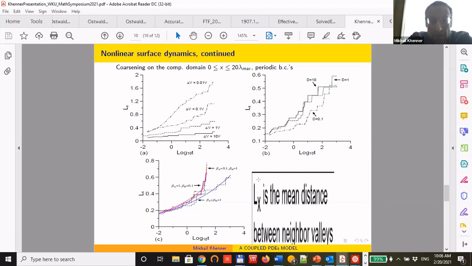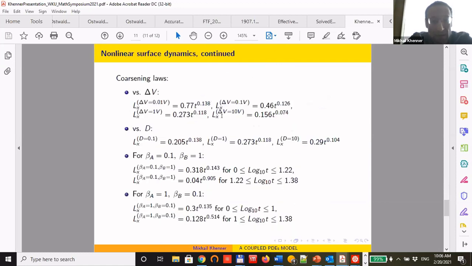And of course, we quantified all these dependencies, that is, we fitted them with power law functions to make clear what the powers are in these fits, okay? Like here you can see that changing the applied potential, we have the decrease of the power of T from 0.138 to 0.074 when delta V changes from 0.01 to 10, okay?